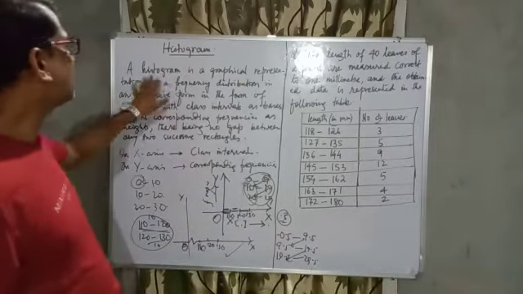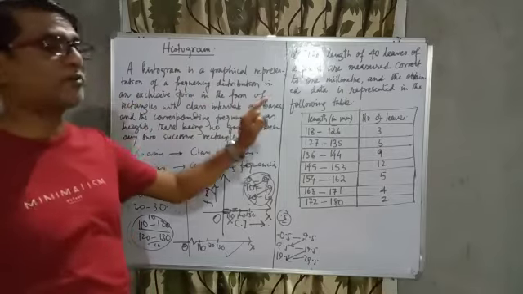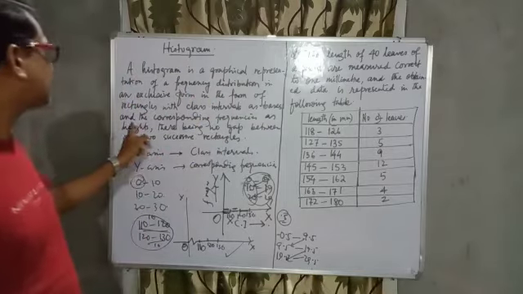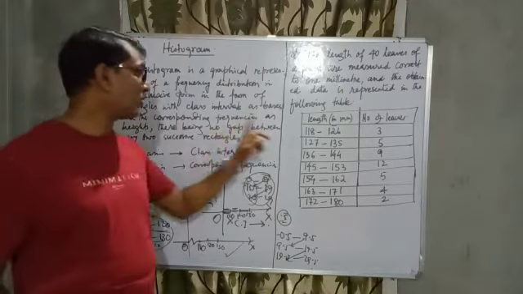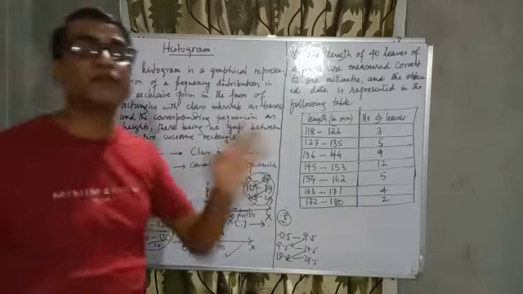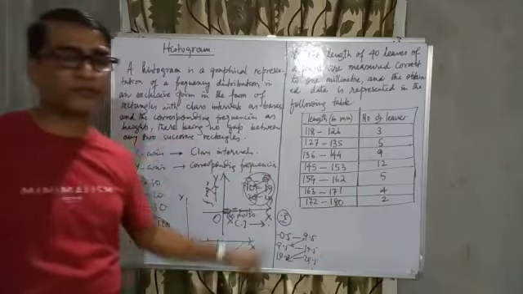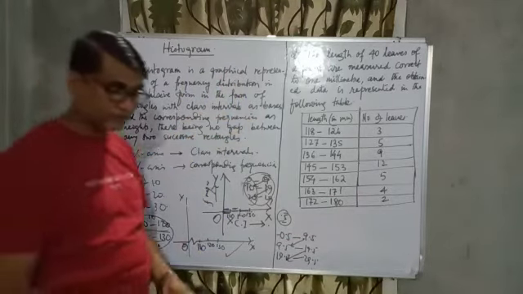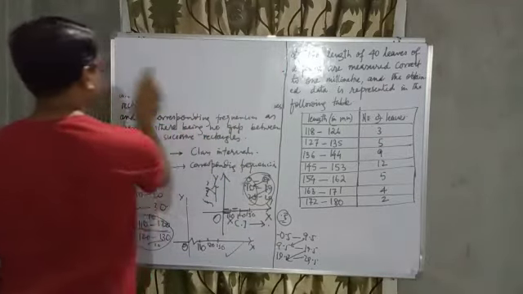What is the histogram? A histogram is a graphical representation of frequency distribution in the form of rectangles with class intervals as bases and corresponding frequencies as heights, and there will be no gap between any two successive rectangles. Class intervals will be on the x-axis and the frequencies on the y-axis. Let's see one question; with its help it will be clear to us.